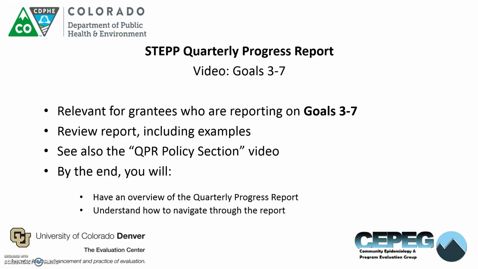This is Erica at the Evaluation Center at the University of Colorado at Denver. And this video is about the Quarterly Progress Report, specifically for grantees reporting on Goals 3 through 7. We'll review the report and plug in some examples. And by the end, you'll have an overview of the Quarterly Progress Report and have an understanding of how to navigate through the report. It would also be a good idea to view the QPR Policy Section video after this video.